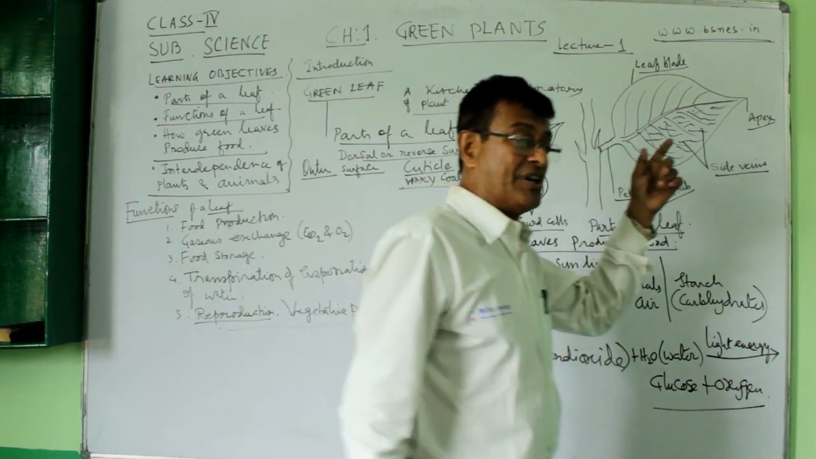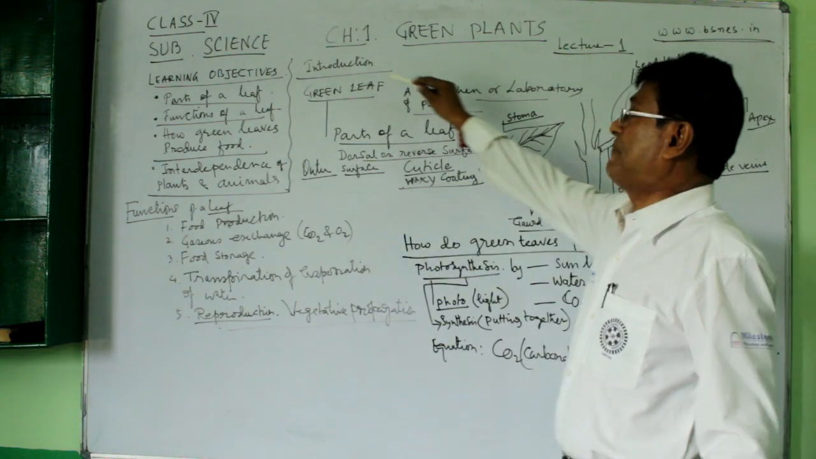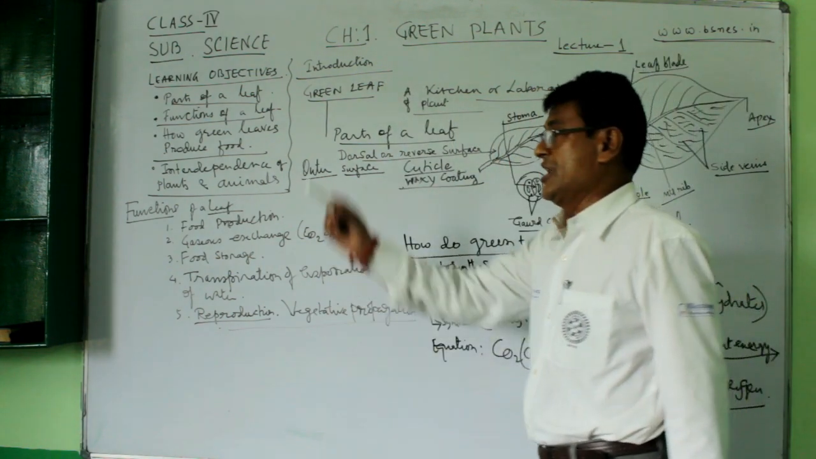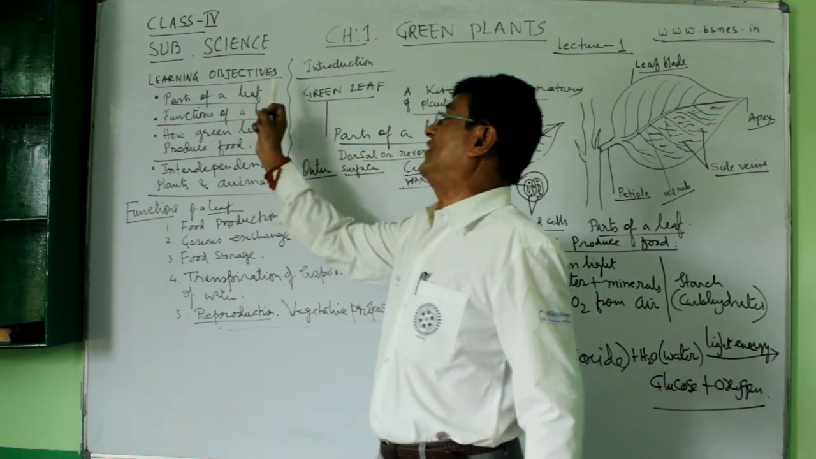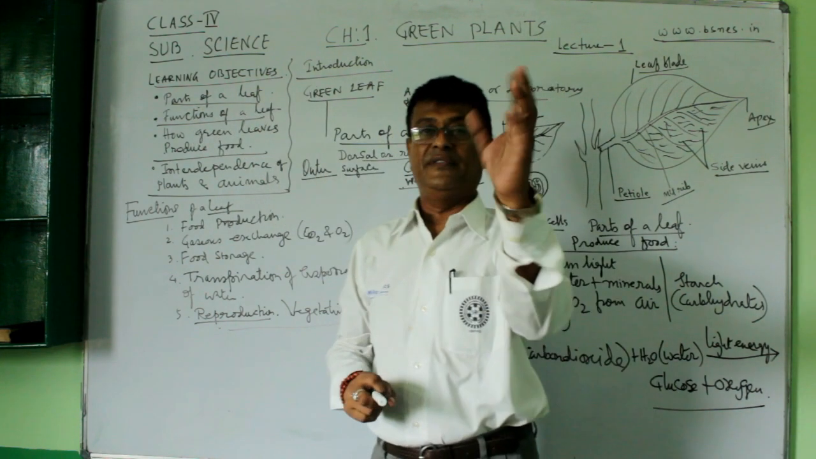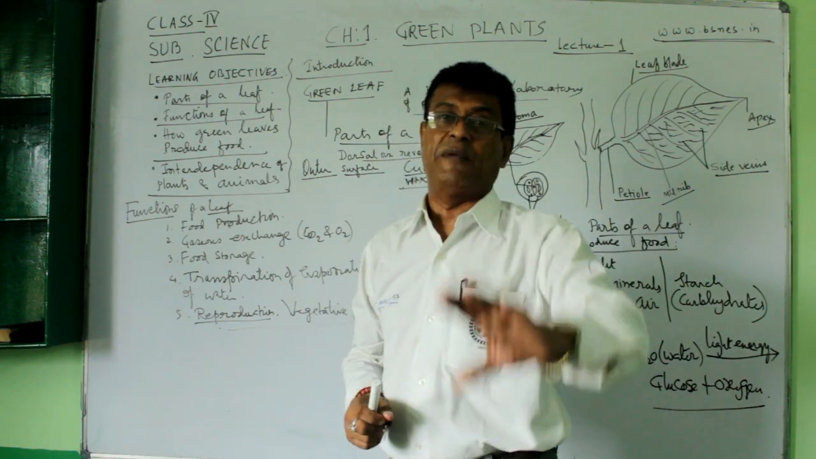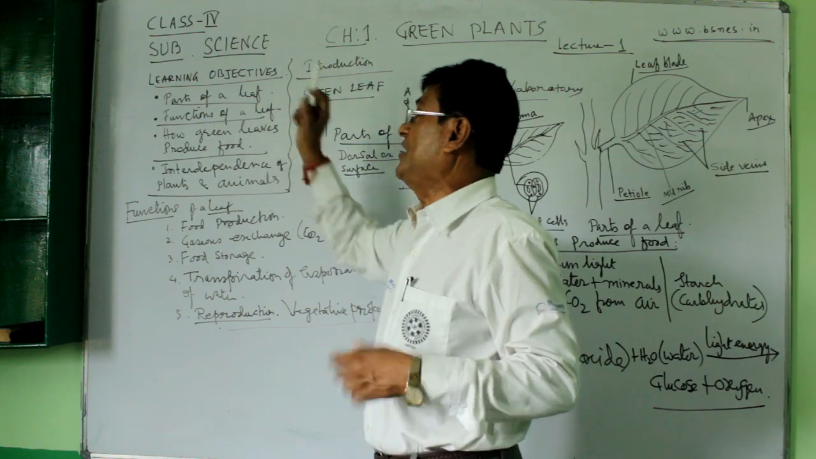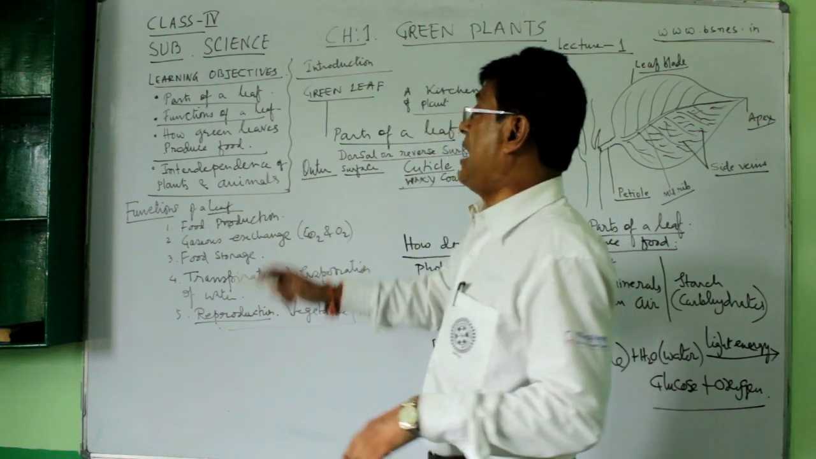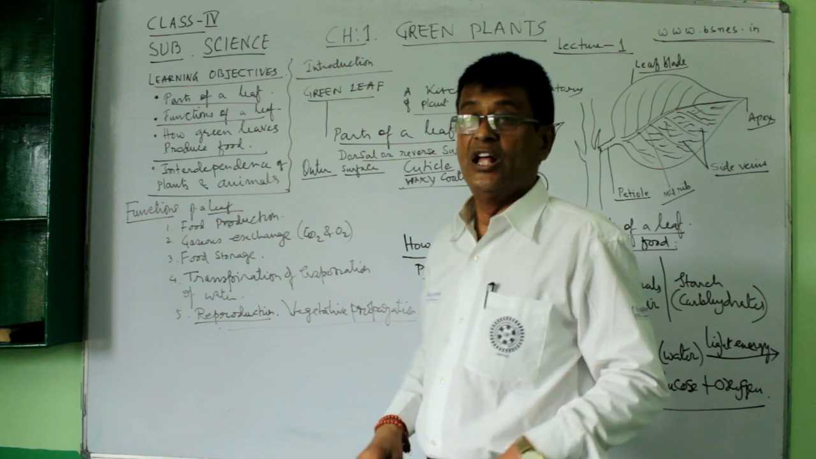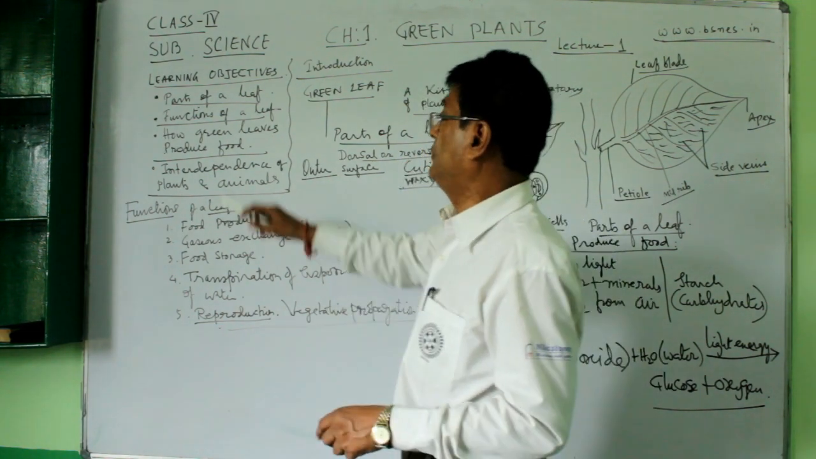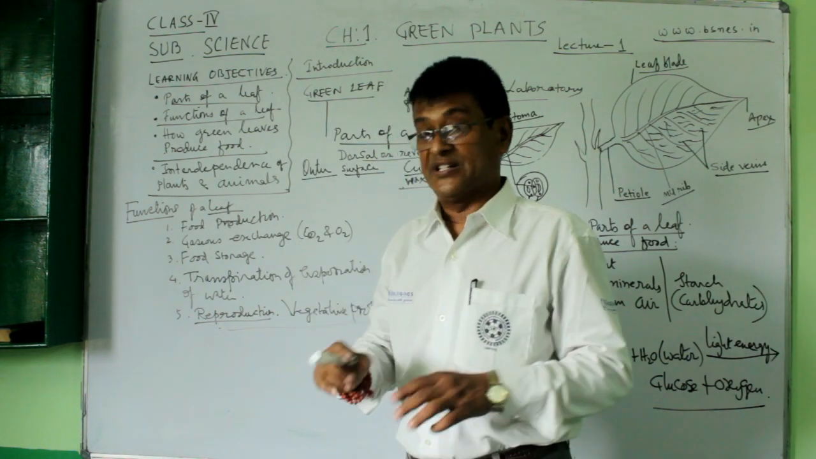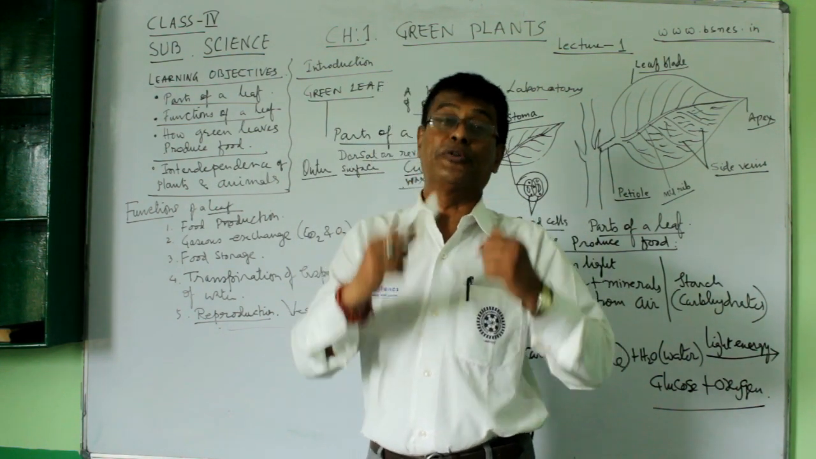By studying about the green plant in chapter 1 of your book, what are you going to learn? Your learning objectives will be the parts of a leaf. Although I'm giving you the hint of parts of a plant, the complete plant also, especially you will know about the parts of a leaf. Then we come to know about the functions of a leaf. Then we will know how the green leaves produce food. Obviously there is some technique, and that you are going to know.